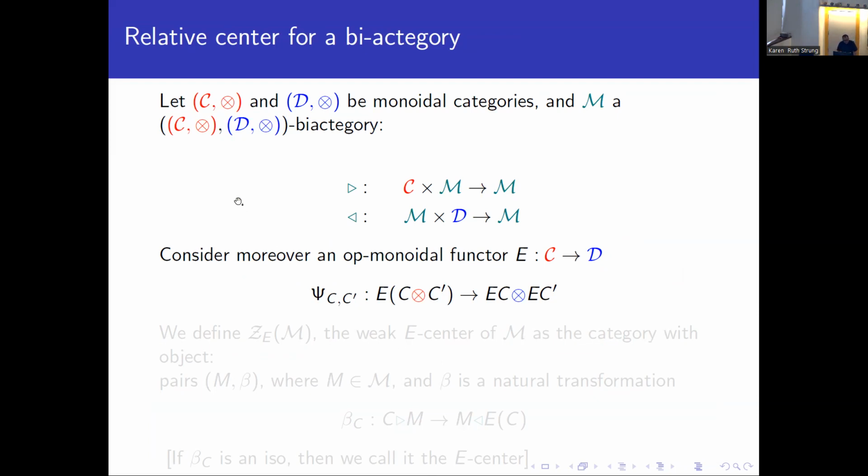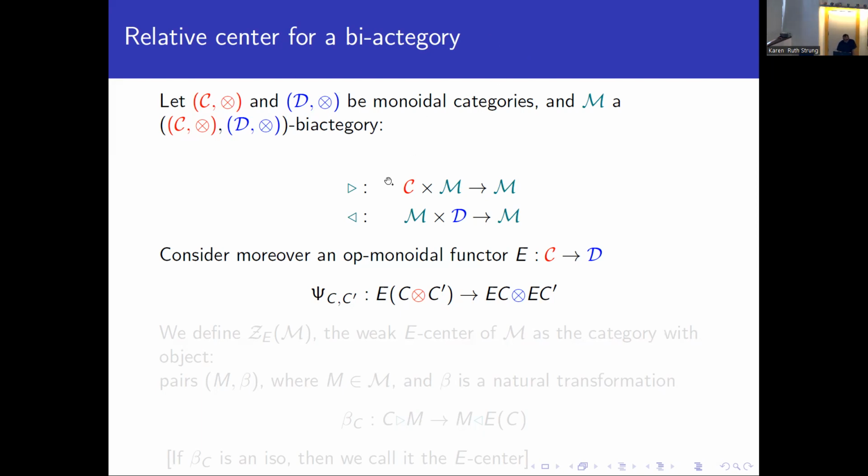So here we define the relative center for a bicategory. Let's say M is a C-D bicategory, where C and D are, well, monoidal categories. So I write using different colors. It does not necessarily have the same tensor product. Or in the example, we will use the usual tensor product later.